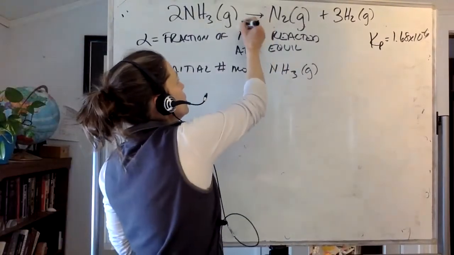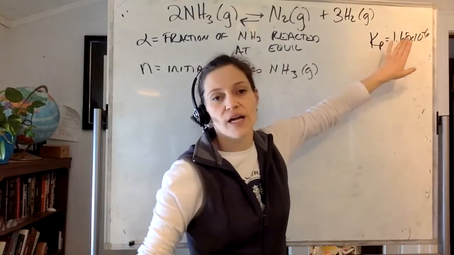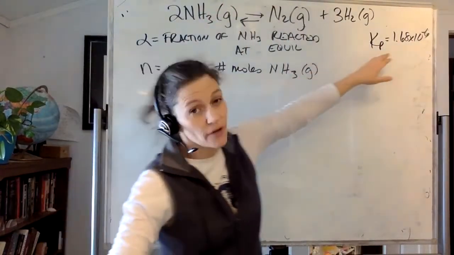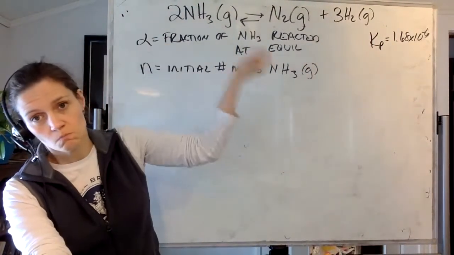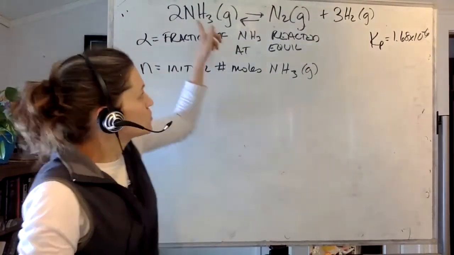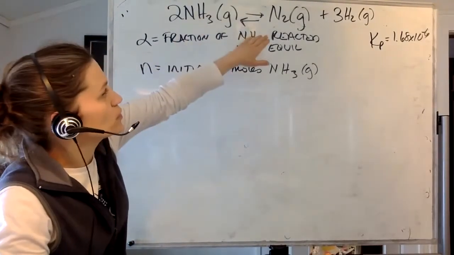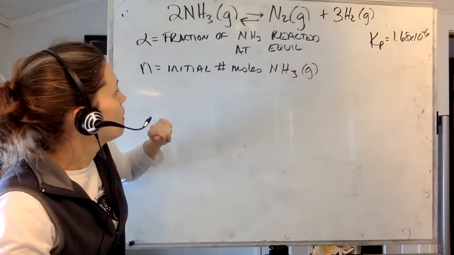Really quickly, let's think about what this number means. If this is the ratio of the activities of the products to the reactants, this is a very small number, which means equilibrium is going to lie very far this way. So ammonia is not going to degrade easily to nitrogen and hydrogen gas.